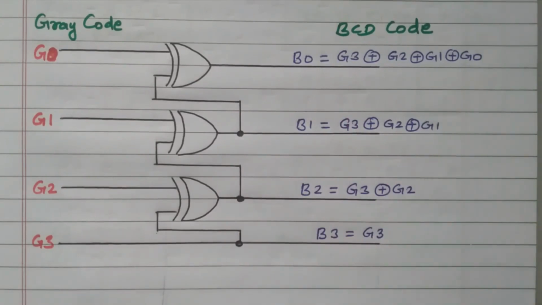So in this video we discussed how to convert Gray code into BCD code. First we saw the process to convert Gray code to BCD code. From that we developed the truth table. From the truth table, using the Karnaugh map, we got the simplified expressions for the BCD code. That simplified expression is implemented with logic gates, so that we can convert Gray code into BCD code.